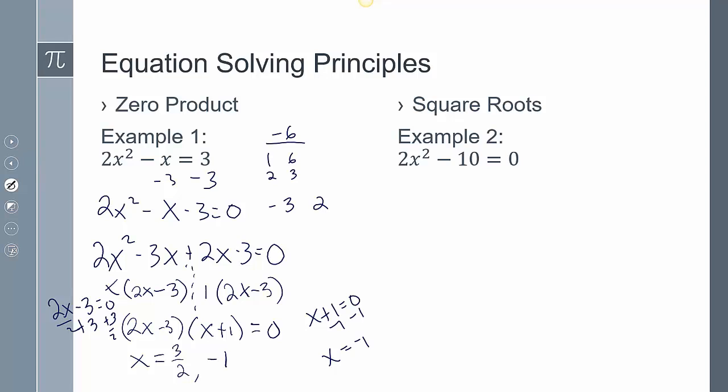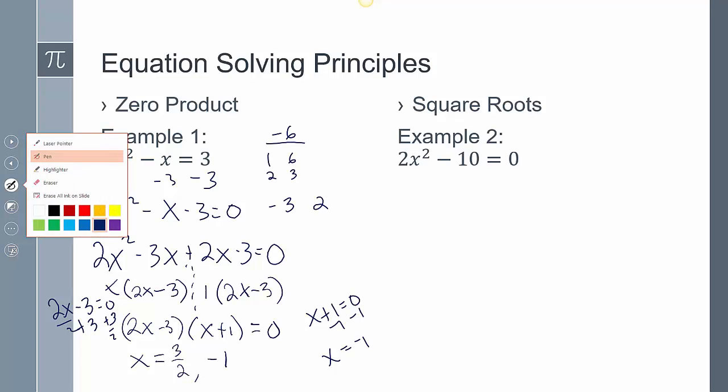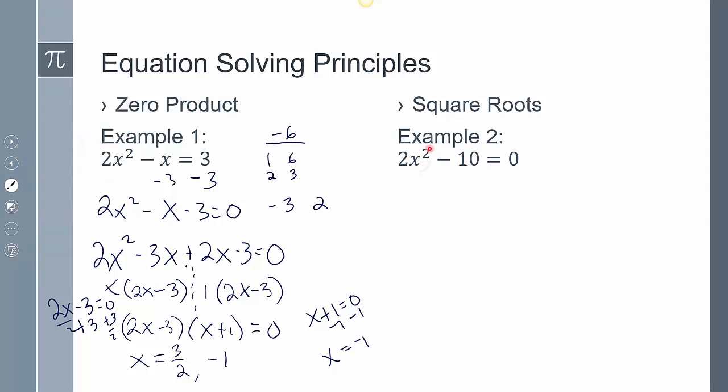So just know that we're able to solve by factoring. Now the next is going to be the square roots method, and the way that we solve for this is typically when you only have some sort of x squared term. If it's already in this form, then you just want to isolate the x squared term and solve for x. So I can add 10 to both sides, and then divide both sides by 2. Now that my x squared term is by itself, I can take the square root of both sides, and I'm going to get x equals plus or minus root 5. And so that's going to be my solution there.